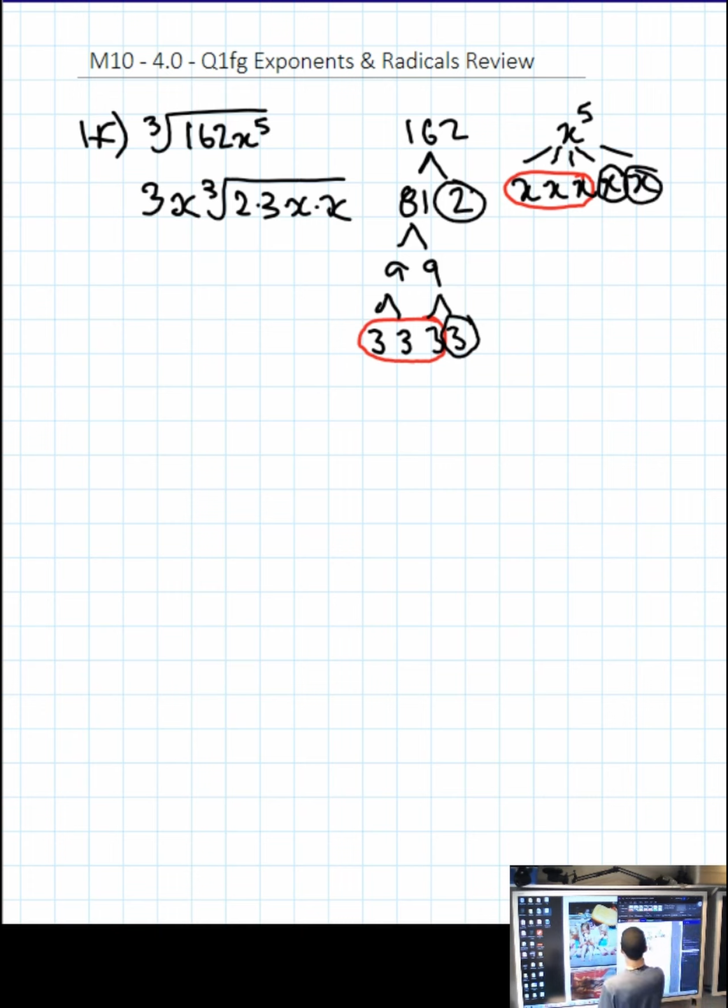Then we can clean it up. So we're left with 3x squared. Square root 2 times 3 is 6. X times x is x squared. And we can no longer simplify it any more than that.